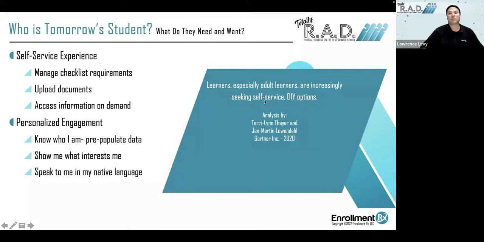Okay, so self-service options means an applicant portal where, when I log in, I know what to do next, right? I should be able to see my checklist requirements. I should be able to upload documents. I should be able to access information on demand without having to call my counselor to find out what I'm missing or what I still need to do next. That is what applicants expect.